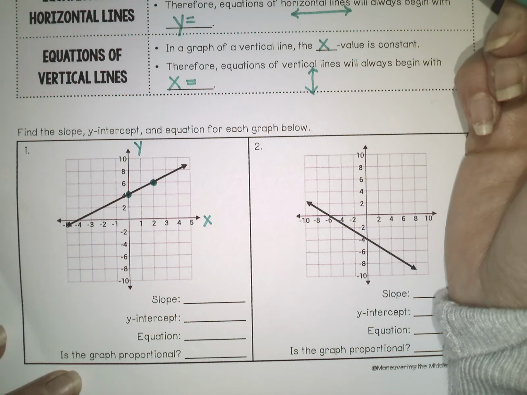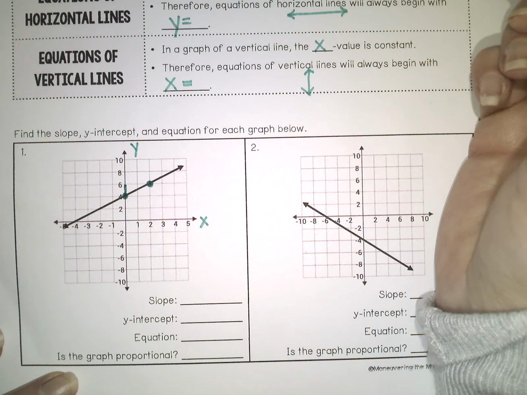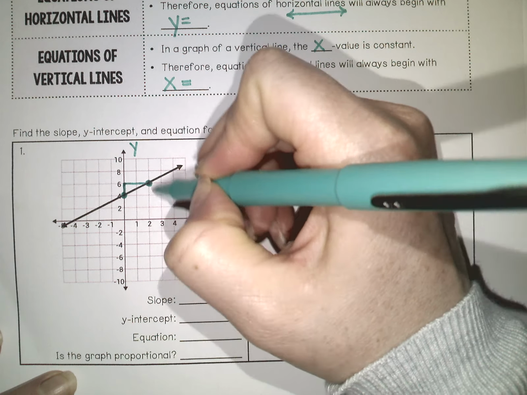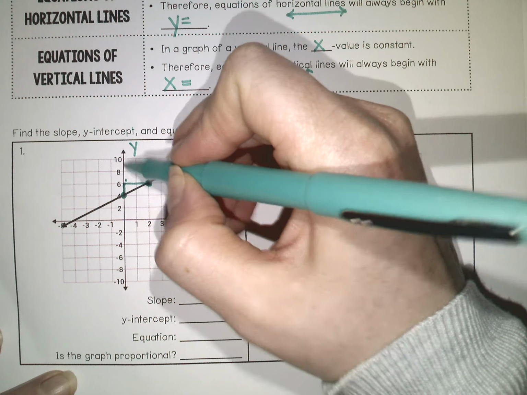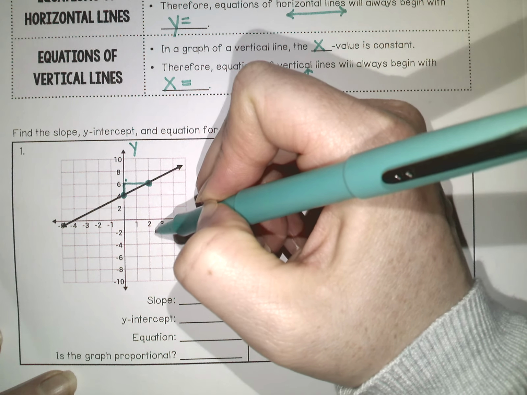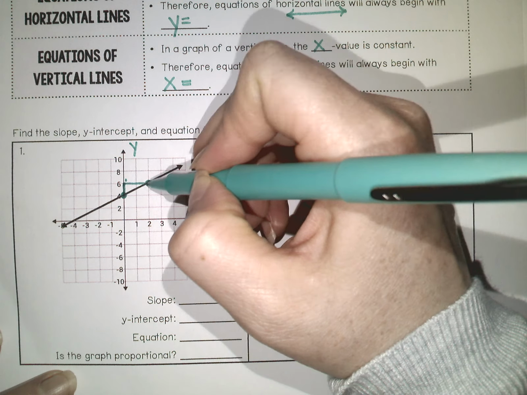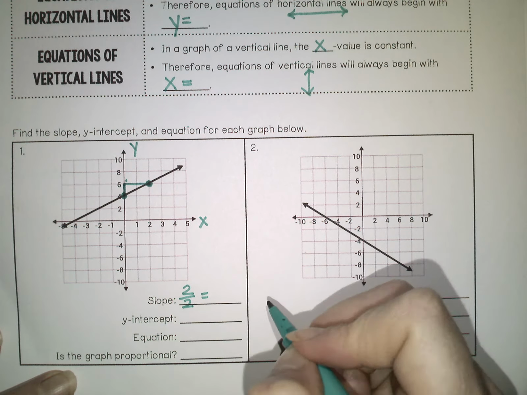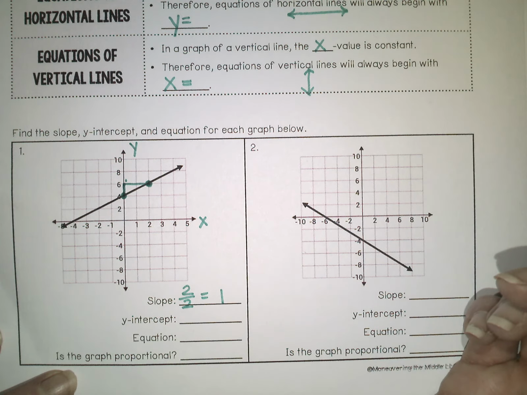Now be careful here. Look at your y-axis. This goes up, or increases, by 2, and it goes over 2. You really want to make sure that you look at the numbers on your axes so you don't get that piece wrong. So it goes up 2, over 2: rise 2, run 2. 2 divided by 2 simplifies to a slope of 1.